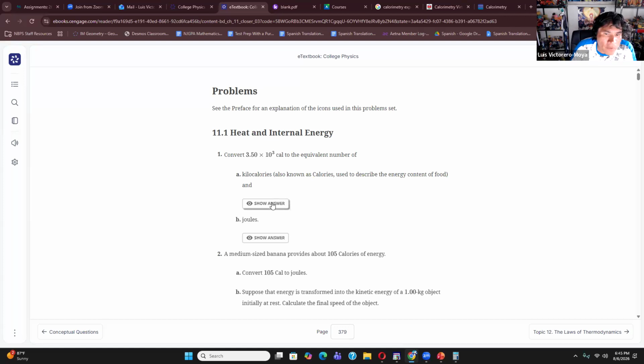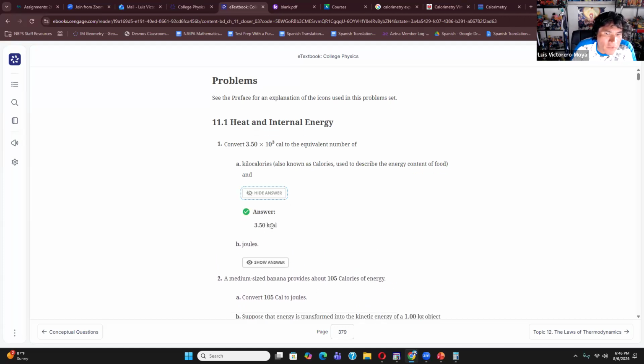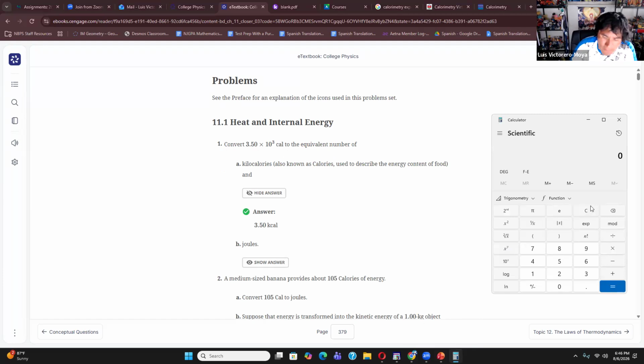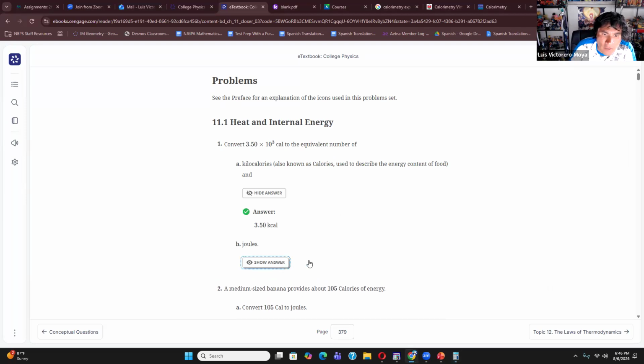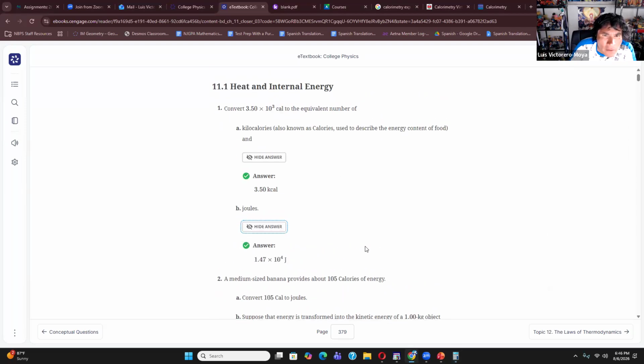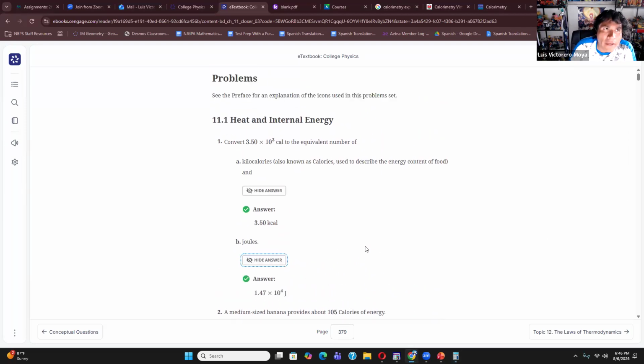so it will be 3.50. So you look at the answer, it's just 3.50 kilocalories. Now, if I want to convert this amount of calories into joules, like I said, you just divide 3,500, we just divide by 4.186. And that's 836. Let's see how they run this. Oh, what happened here? Oh, my bad. I'm going from calories to joules.